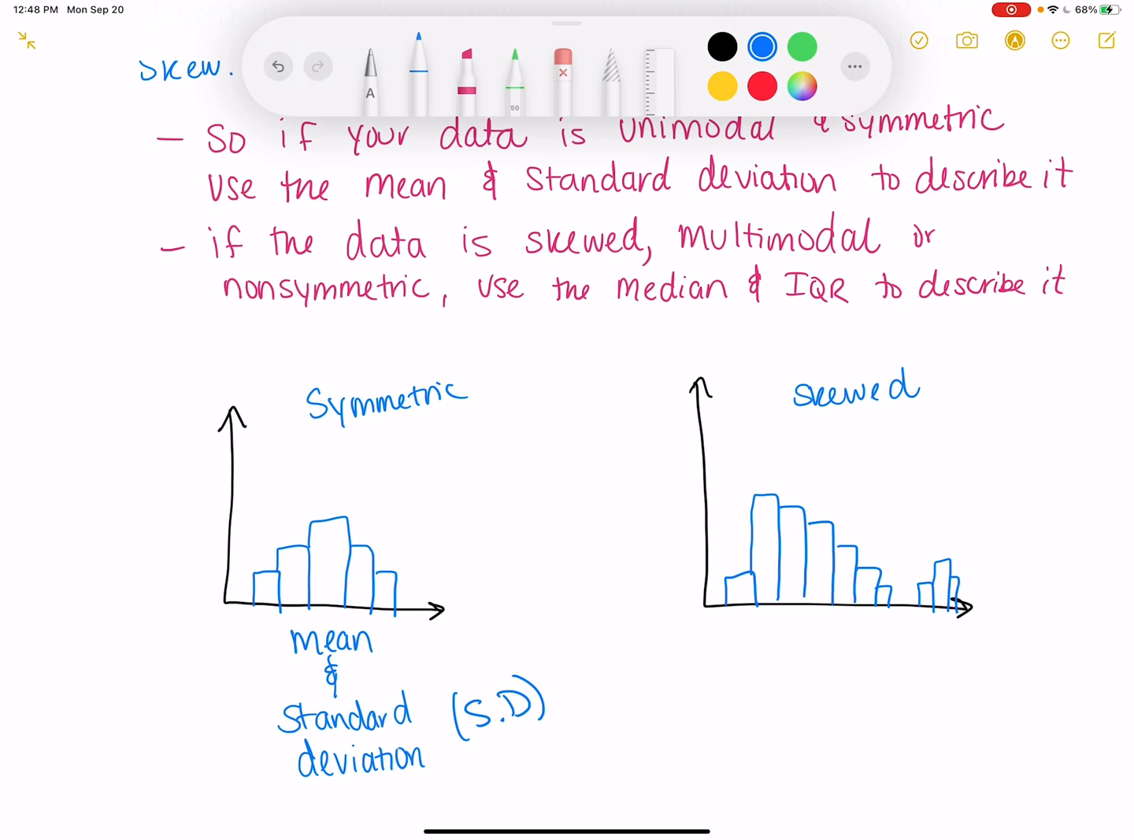If we have this skewed option, we would be using the median, which remember, that's just the middle value, and then the IQR.